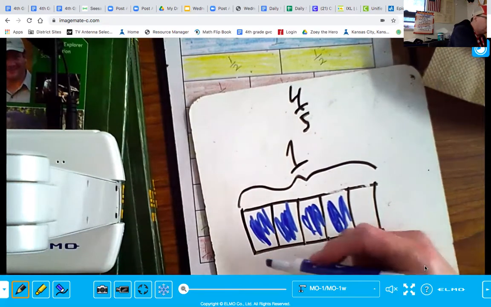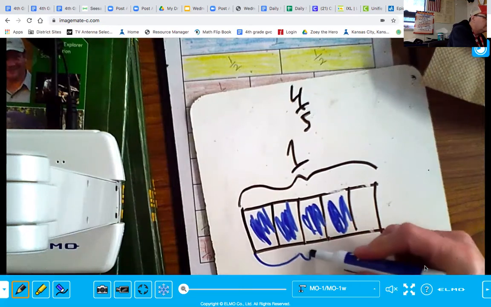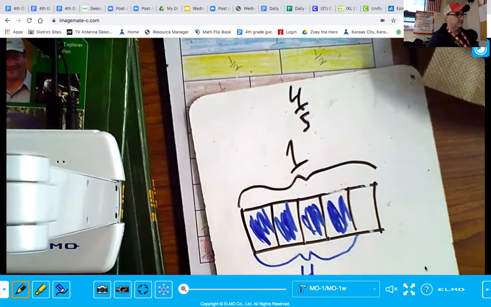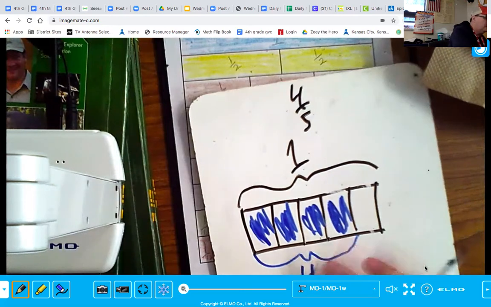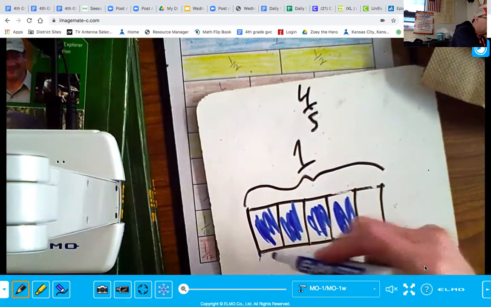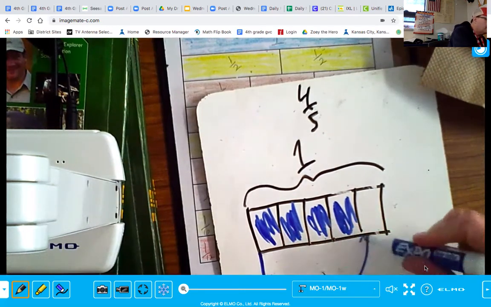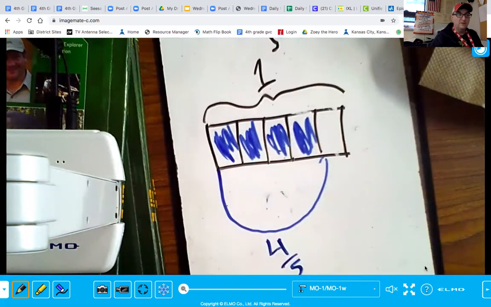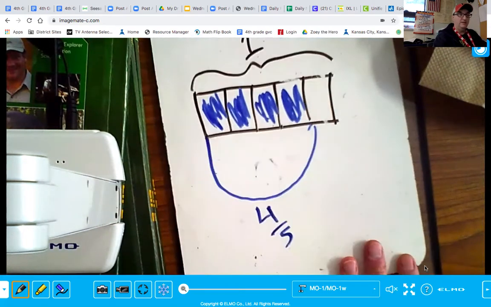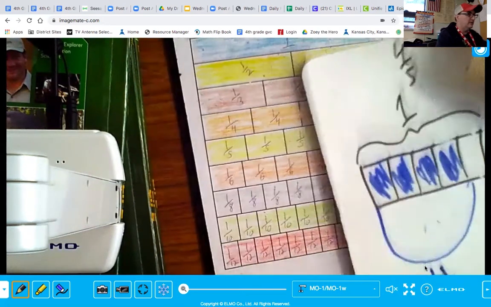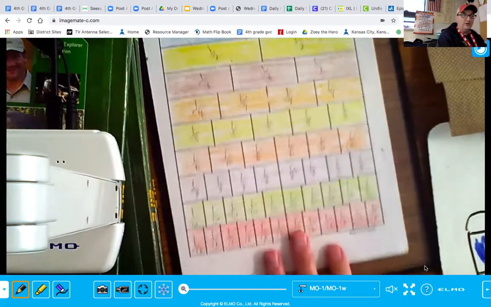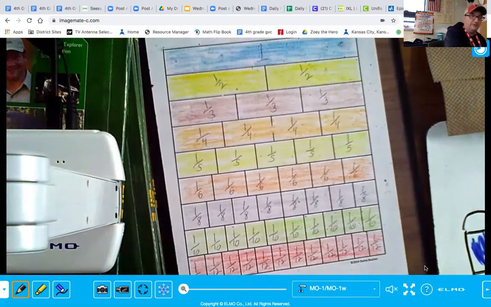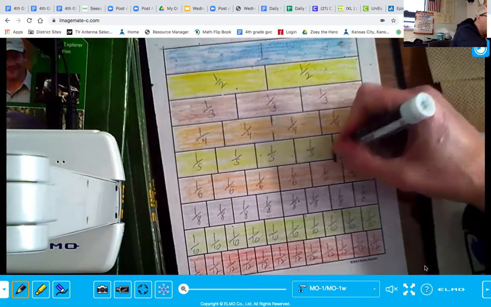So right there, we see 4/5, right? I'm going to stretch that out a little bit. That's 4/5 right there. All right. So now let's show how we can show 4/5 here on our fraction sheet. We can go to the fifths and just outline 4 of them.